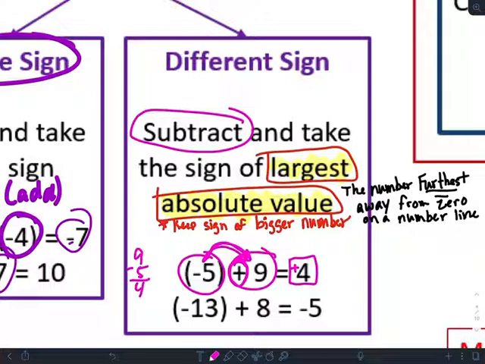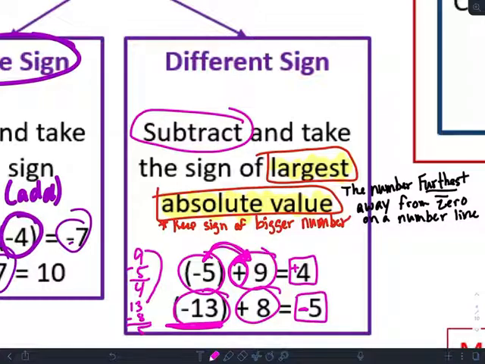Different signs. Here we go, circling them first. Different signs clearly. My largest absolute value would be my 13, therefore my answer is going to be negative for sure. Now I'm just going to do 13 minus 8. What does that give me? 5. Notice on both of them, I just put the biggest number on top, because that's how we're used to subtracting. So just put the biggest number on top, subtract them, and go from there. And this is our answer, negative 5 for this one.